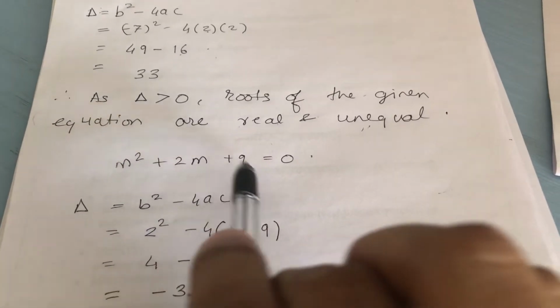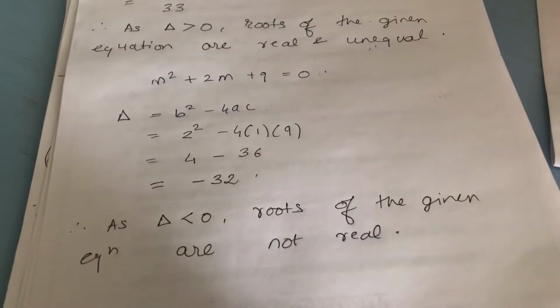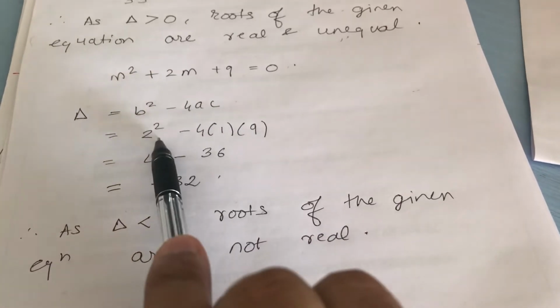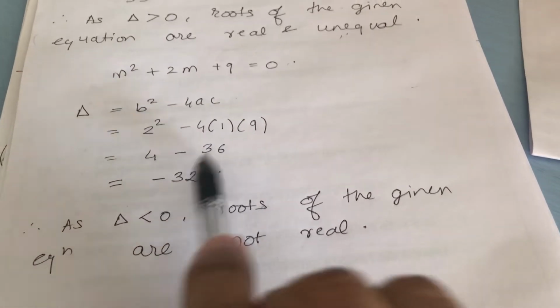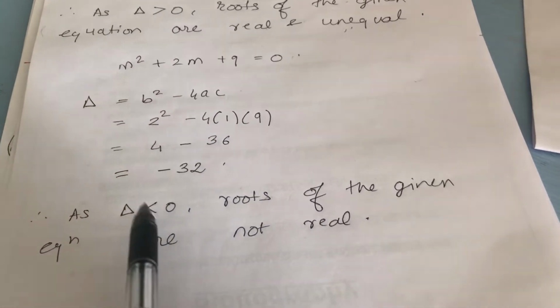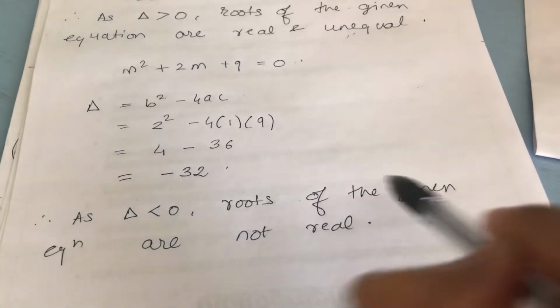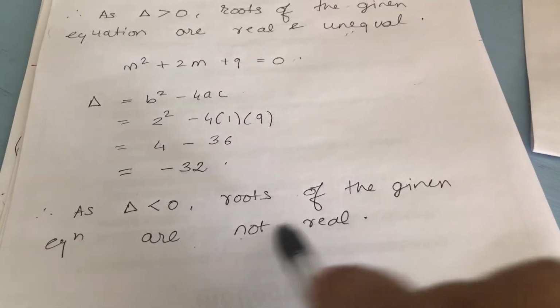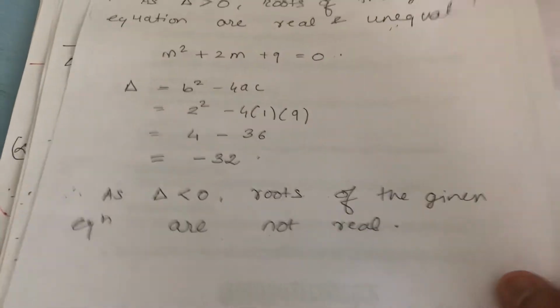m square plus 2m plus 9 is 0. Again you found out b square minus 4ac, that is okay. Now you got minus 32. Hence as it is less than 0, roots of the given equation are not real. Okay, clear? This is the way you have to do them.